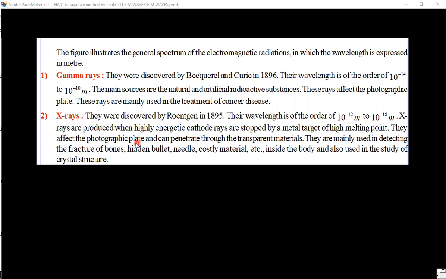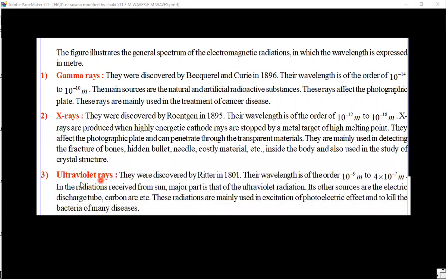They affect photographic plates, same like gamma rays, and can penetrate through transparent materials also. They are mainly used in detecting the fracture of bones, hidden bullets, needles, costly material inside the body, and also used in the study of crystal structure. This we know already. X-rays, fracture of bones particularly.